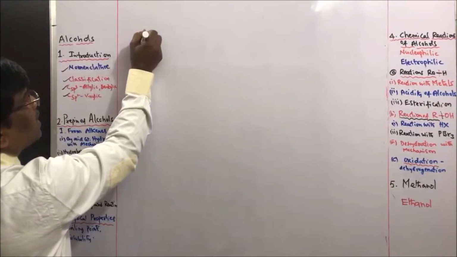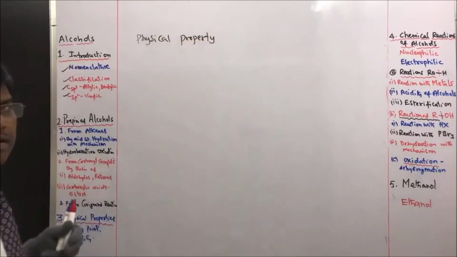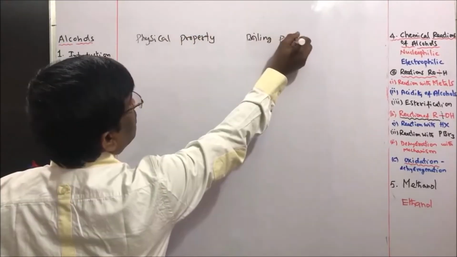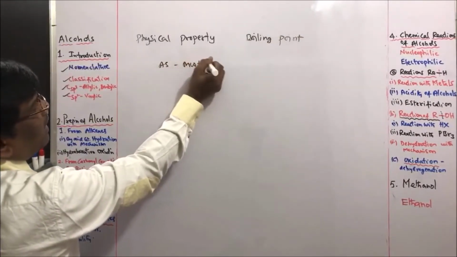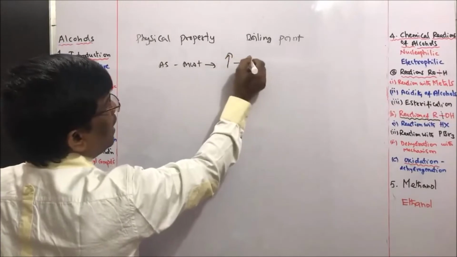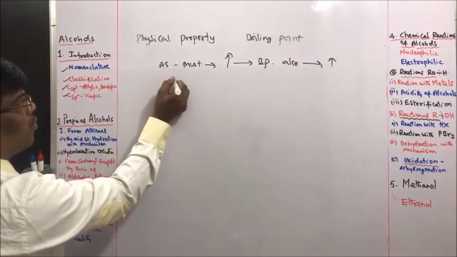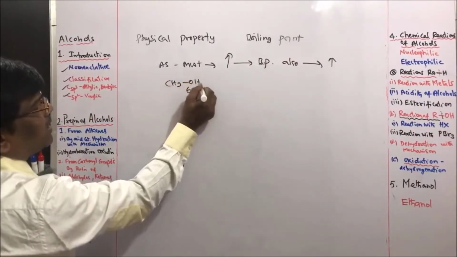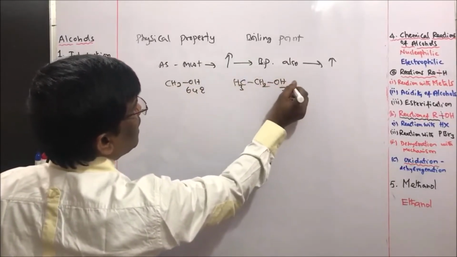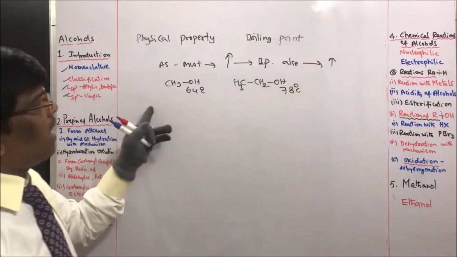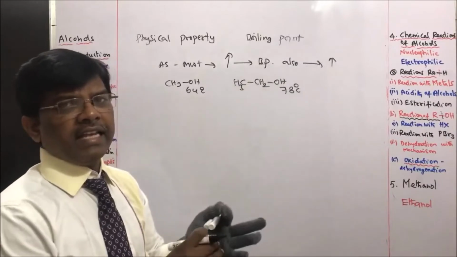Now physical properties: usually we learn about boiling point and melting point. So let me take boiling point. The general trend is that as molecular weight or carbon chain increases, boiling point also increases. For example, methanol is 64 degrees centigrade, and CH3CH2OH, ethanol, is 78 degrees centigrade. So as the molecular weight of alcohol increases, boiling point also increases.